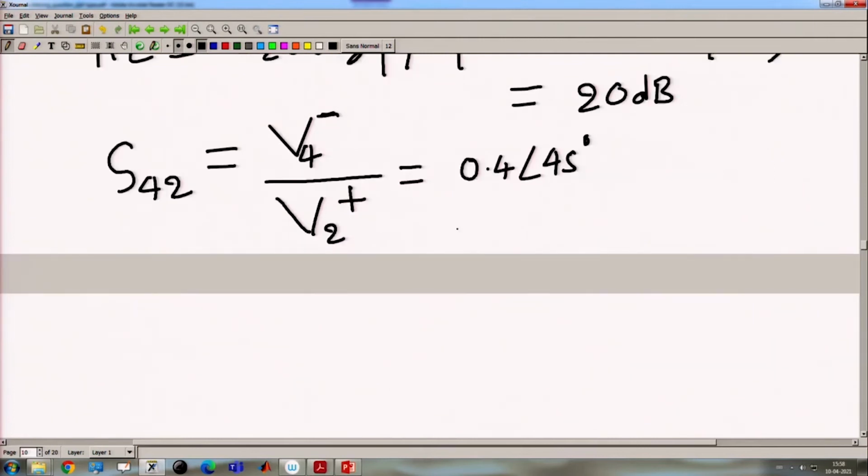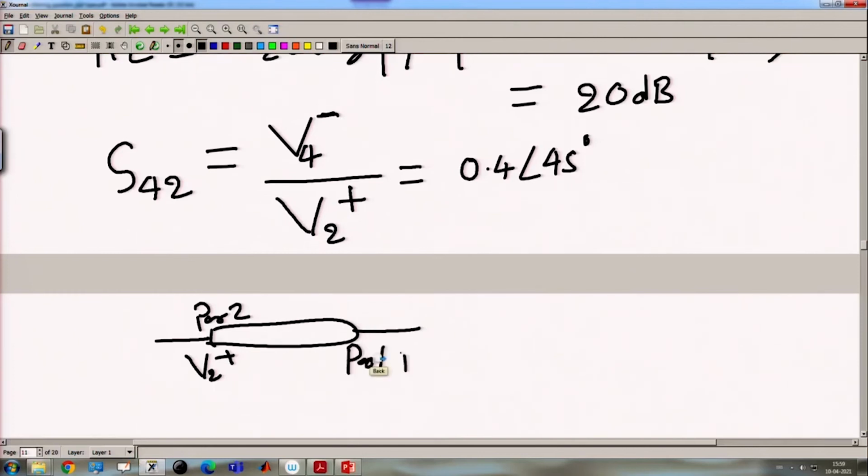Return loss is from the same port, but insertion loss is when the signal is coming from port 2 and going out from port 4. So, it is entering at port 2, that is V2 plus, it goes through the network, and then it is V4 minus at port 4. So, it is insertion loss.